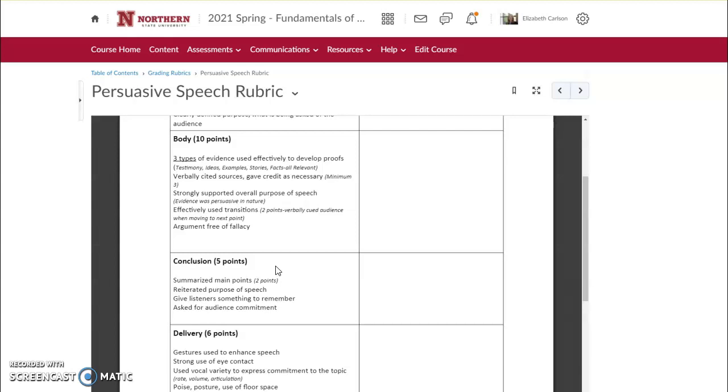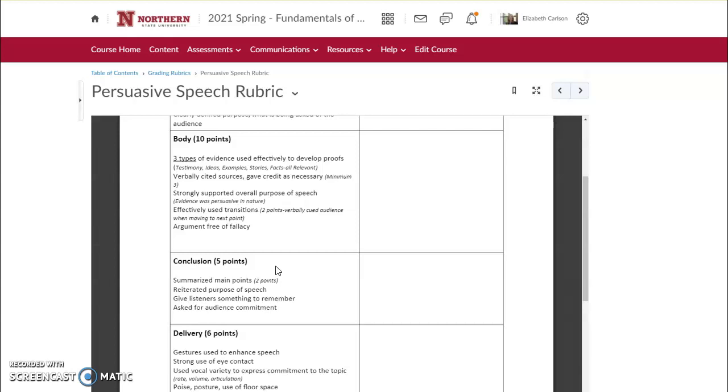Effectively use transitions, that is letting the listener know as you move from point to point. For example, okay, my first point today, and then we move to point 2. Now, wrapping up my first point, let's go to my second concept. Be very clear, very overt. Use numeric references as well, because that is very clean, simple, and easy to understand.